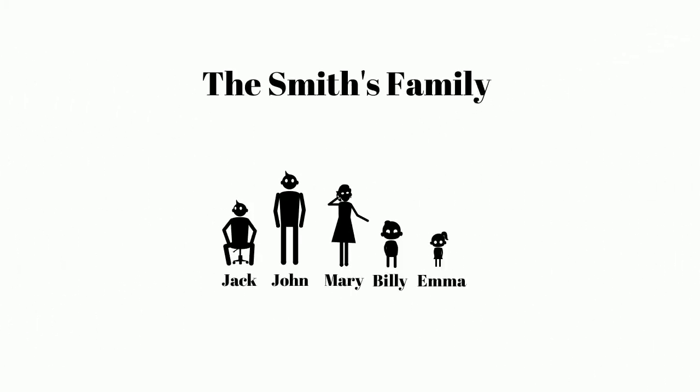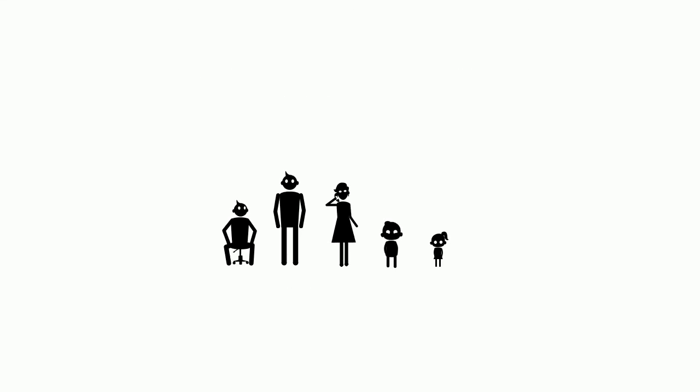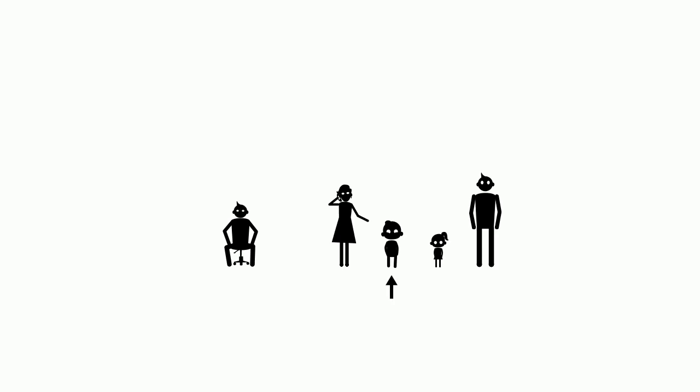Let's revisit the Smith family again. Imagine that Mary had a great idea. She told all the people to her left to go to her right if they're taller than her, and all the people on her right to go to the left if they're shorter than her. John is taller than Mary, so he moves to the right. Billy is shorter than Mary, so he moves to the left. And now Emma, who is also shorter than Mary, also moves to the left.